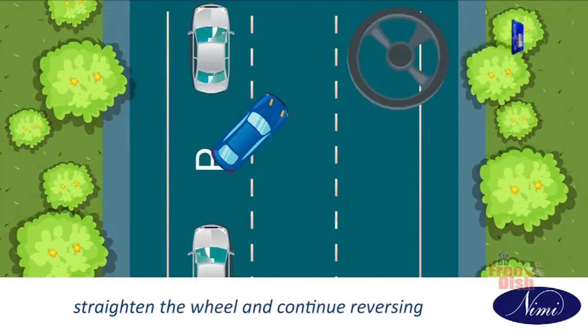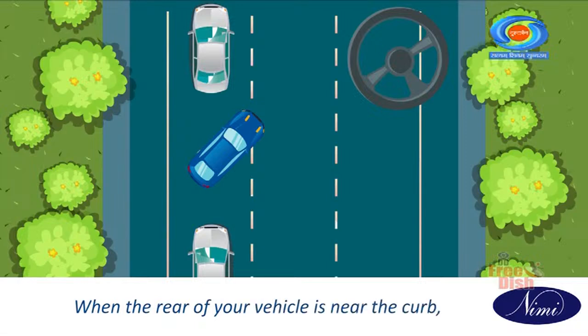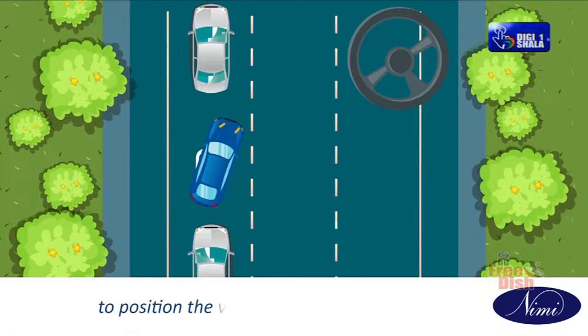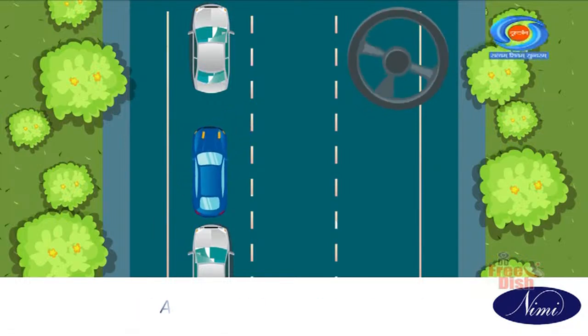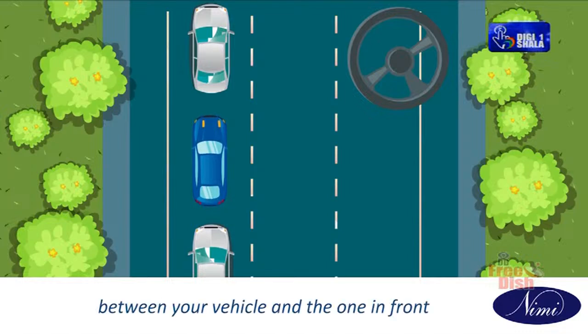wheel and continue reversing. When the rear of your vehicle is near the curb, turn the wheel away from the curb to position the vehicle parallel to the curb. Adjust position as needed, leaving about a foot of space between your vehicle and the one in front.